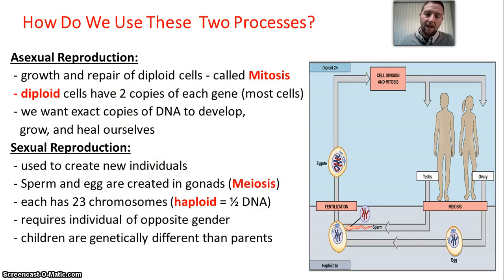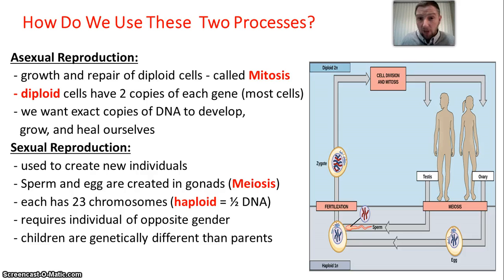So, how do we use these two processes? How do we do asexual and sexual reproduction? Lots of people think that, oh, we reproduce sexually. Well, we do to create offspring, to create children, but we also do asexual reproduction. How? Well, when we're not creating offspring, we're asexually reproducing. You're asexually reproducing right now. Why? Because this is how we grow and this is how we repair ourselves. It's a process called mitosis. Different from budding and regeneration and binary fission and things like that we talked about on the first slide.